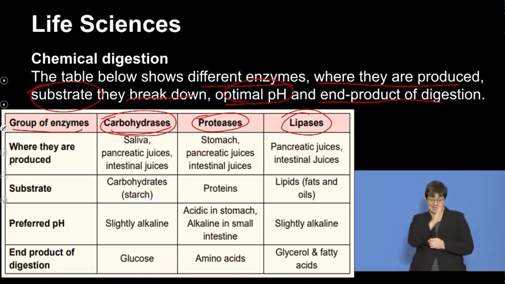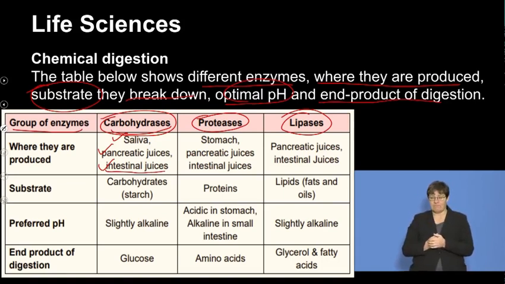Okay, so when we talk of your carbohydrates, the enzymes are produced firstly in the mouth. So we have saliva that contains your carbohydrate-digesting enzymes. Salivary amylase is a group of carbohydrate breaking down enzymes. We also have them produced by the pancreas, as well as in the intestine. So the pancreas releases pancreatic juices into the duodenum, and we also know that the intestine releases enzymes that help in the digestion of your carbohydrates.